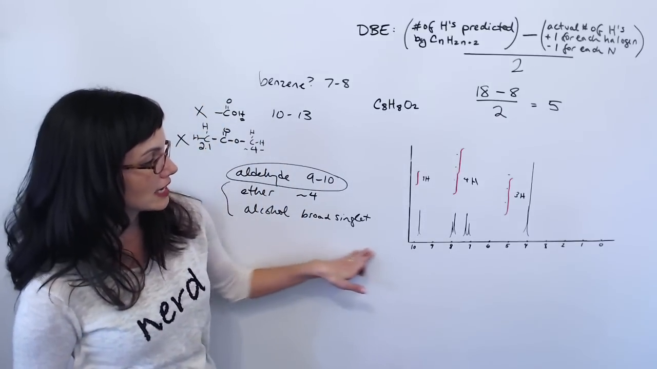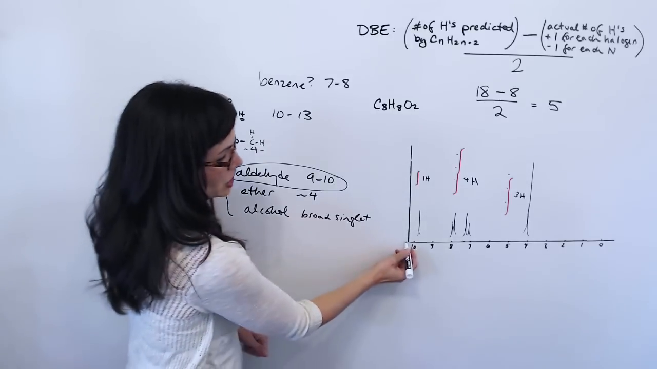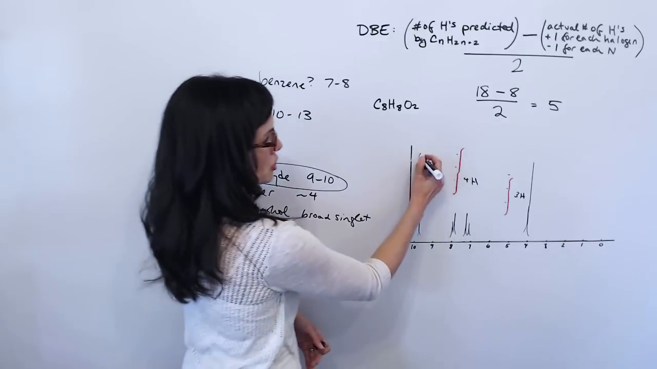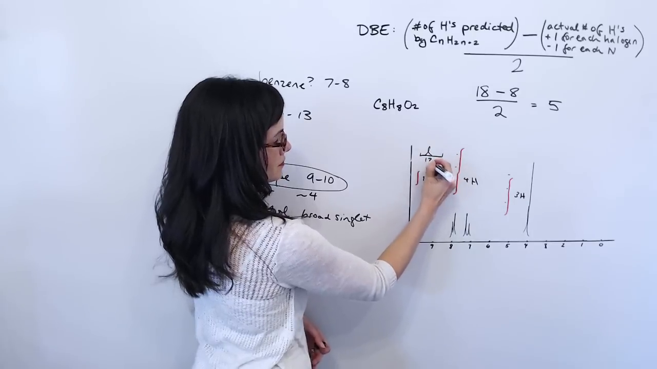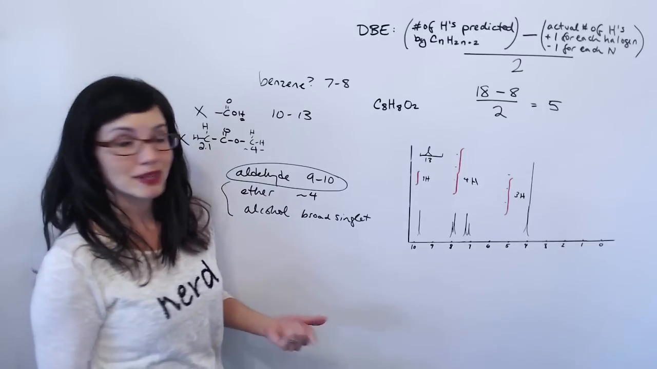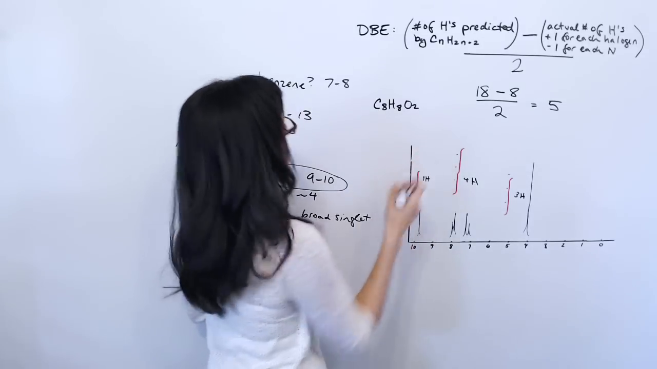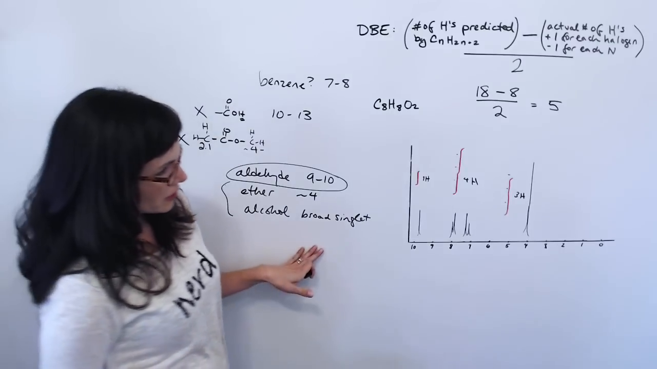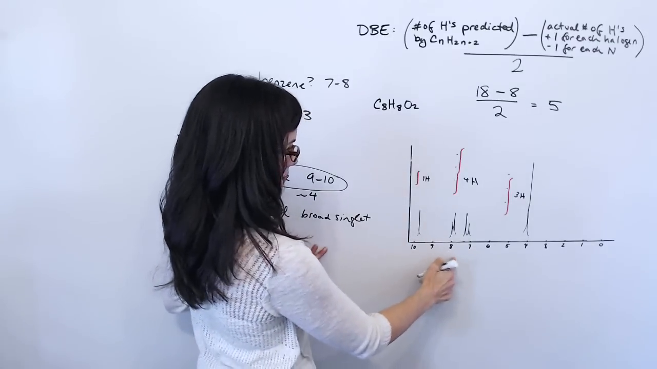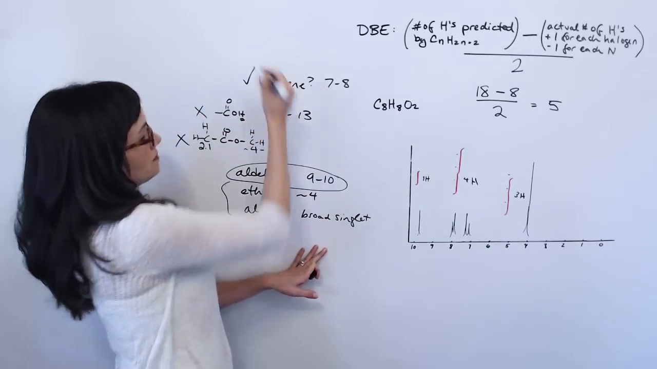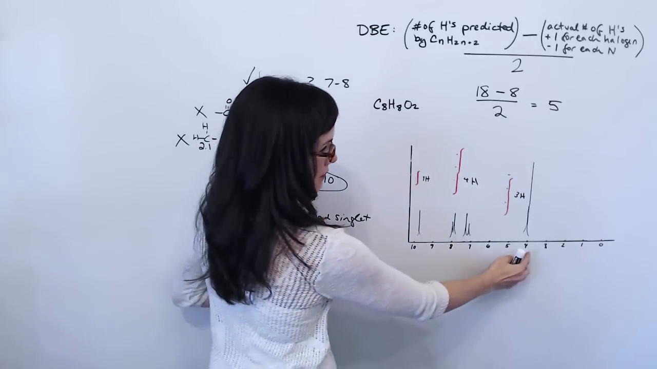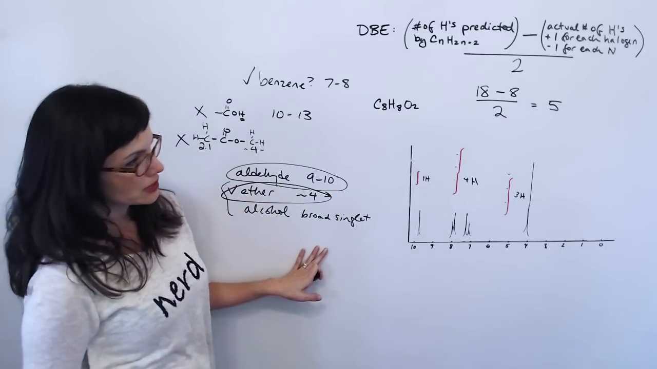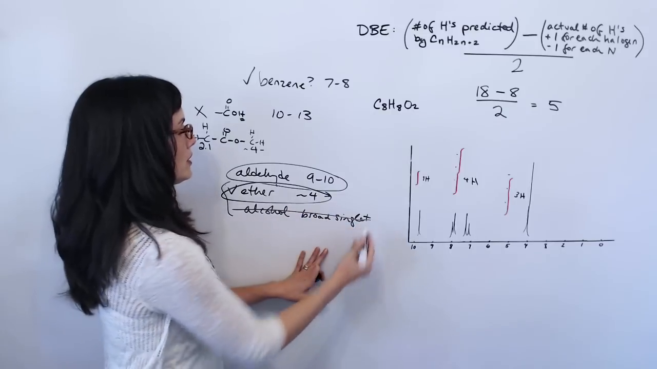Besides, we don't have anything in the 10 to 13 range. Sometimes they'll actually extend your graph to show something out here, or sometimes they'll show a little offset to show you that there is something off the charts. But in this case, we don't see anything like that, so we know we don't have this. Now let's look what else we have. 7 to 8, that's benzene. And we have a signal at 4. That's our ether. I don't see a broad singlet anywhere, so we know we don't have an alcohol.